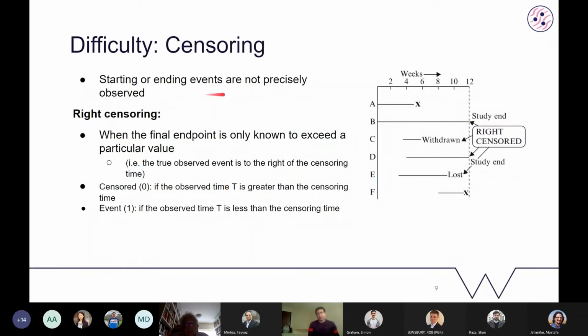The difficulty we discussed last time as well is that this survival data is usually censored, which means that for some individuals over the study period, the event might not occur. For example, in this case, for individual B, till the end of the study, that is 12 weeks, the event hasn't shown. So this is censored, and it is right censored because the event can occur after this study time, or some of the individuals might withdraw or be lost to follow up. So those will be censored because we don't know the exact time of the event.